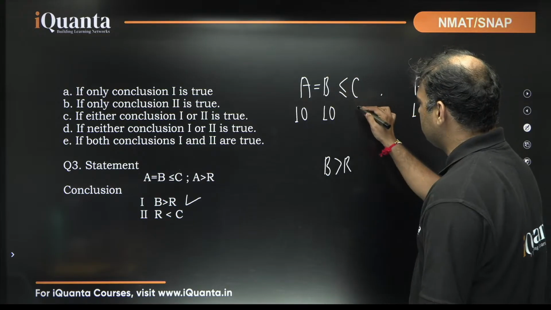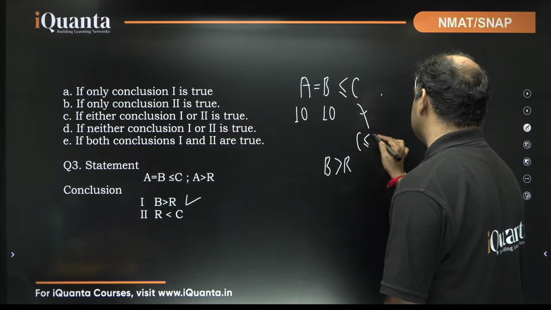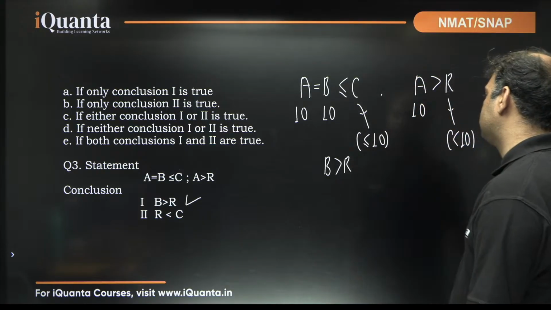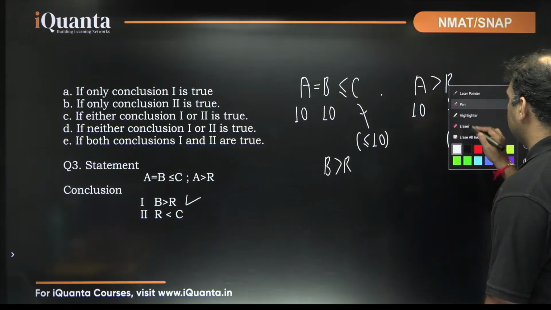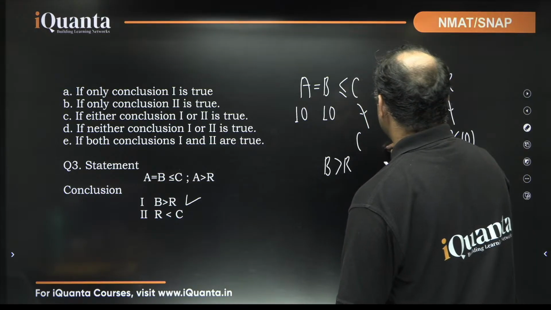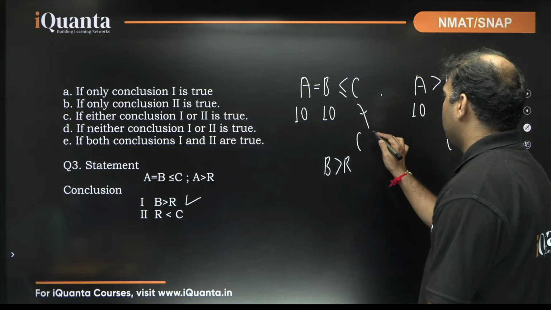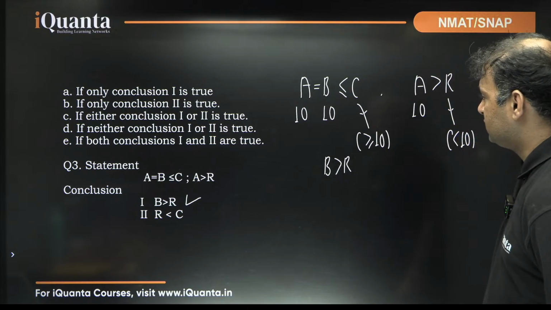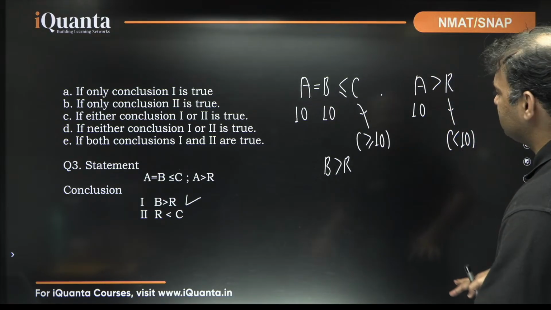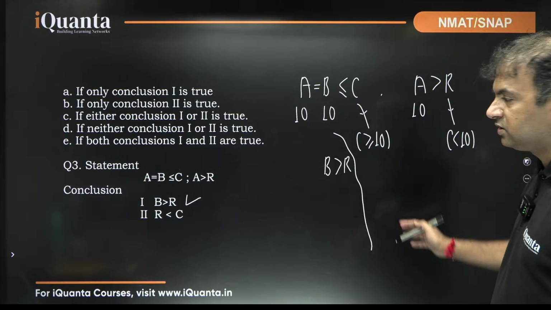So guys, we can say one thing for sure, that C has to be less than or equal to B, and B is 10. So C has to be less than or equal to 10. Simple, right? Oh, I think I did it wrong. C has to be greater than or equal to 10, right? See, B is less than or equal to C, so C has to be greater than or equal to B, and B is 10, so C has to be greater than or equal to 10. Okay guys, C is greater than or equal to 10 and R is less than 10. So it's obvious that we can make a relation between C and R.